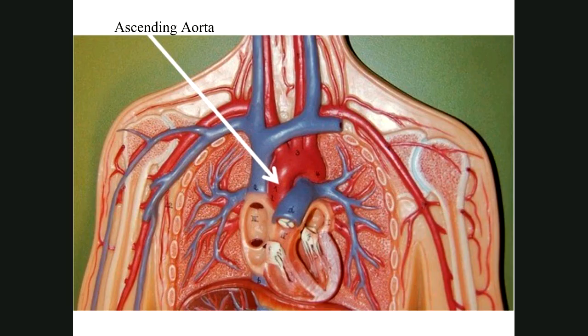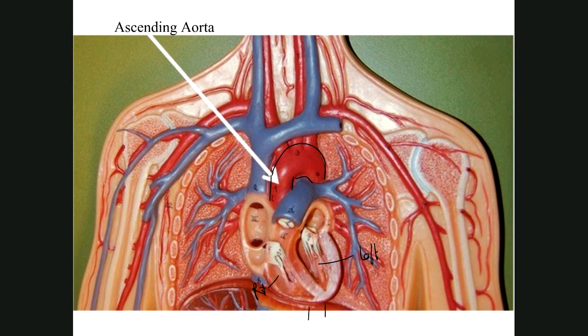So here's the heart. Here's the right side of the heart, and here's the left side of the heart. There are 2 major arteries associated with the heart, one on the right, one on the left. The one on the left is this one, which is the aorta. And the aorta is a long artery. It keeps going, it goes behind the heart, and it keeps going on down.